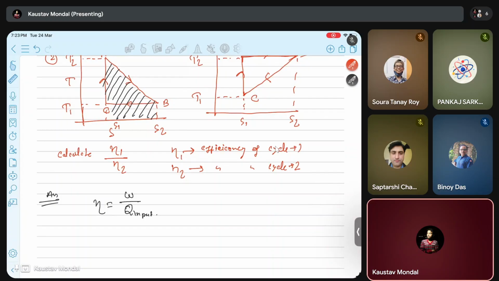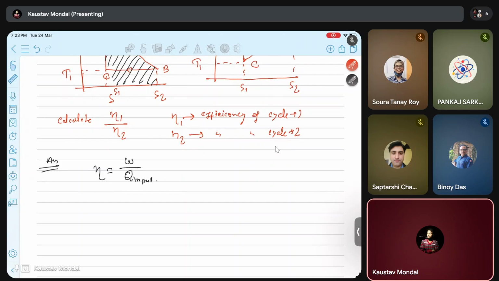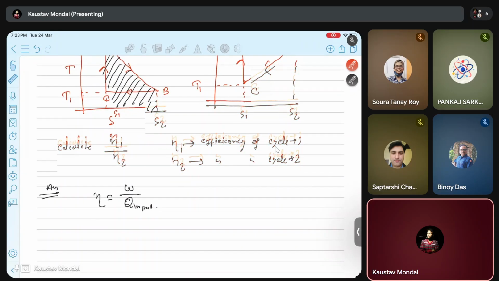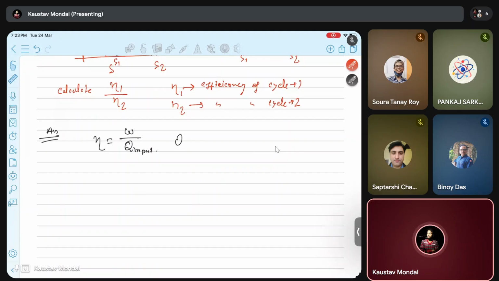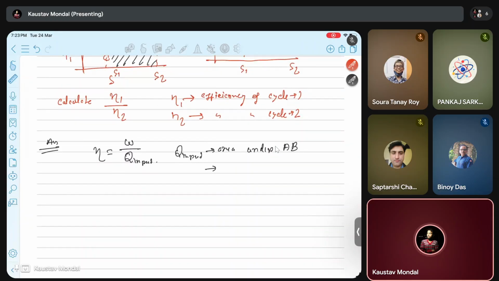So the area of this trapezium, this A, B, S2, S1, this whole trapezium, basically gives you the heat input. So Q input here is the area under the curve AB. Area under AB is basically the area under the trapezium.